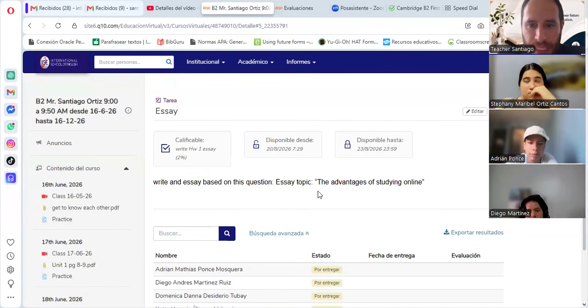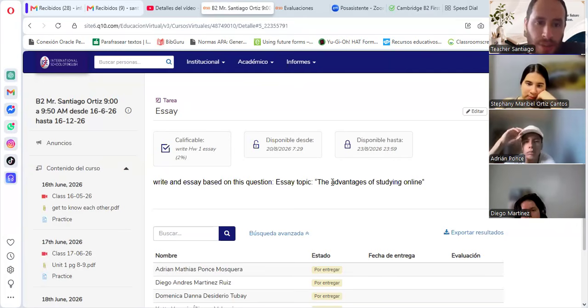Just the advantages, okay? So you're going to develop your body. In each body paragraph, you mention just one advantage. So if you're going to write about two advantages, you write two body paragraphs. Or if you're going to mention three, you write three body paragraphs. And use connectors of addition: in addition, first of all, as well as, whatever, right?